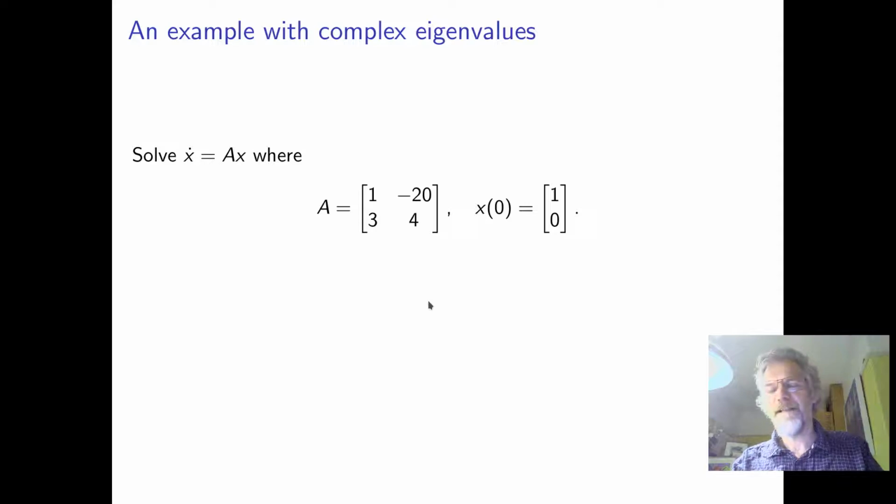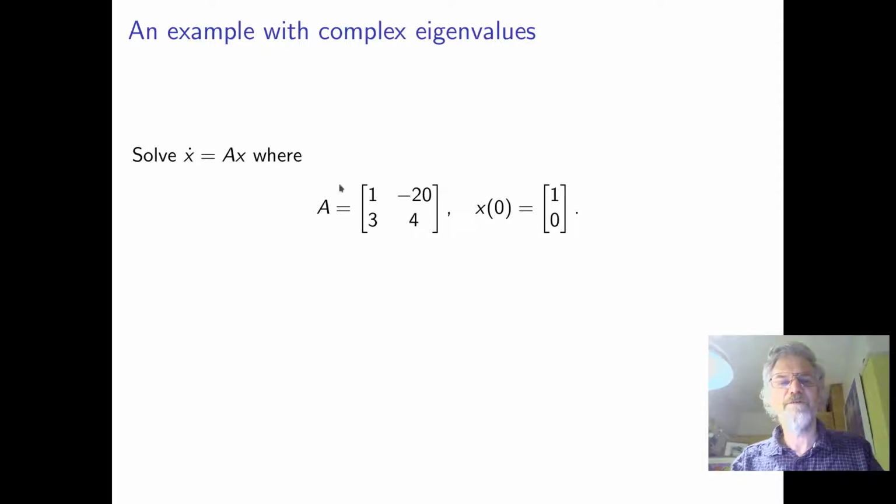Okay, so let's see what happens with complex eigenvalues. Remember, for real eigenvalues, it just depends on if the real eigenvalues are positive, you get a growing solution. If there was a negative eigenvalue, you get a decaying solution. And what happens with the complex case?